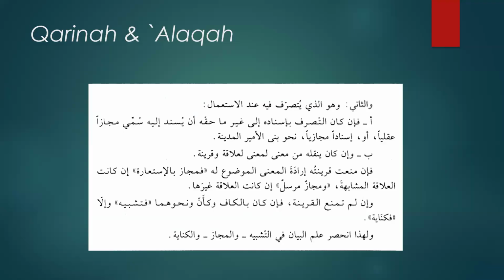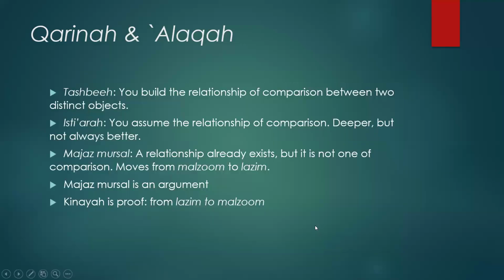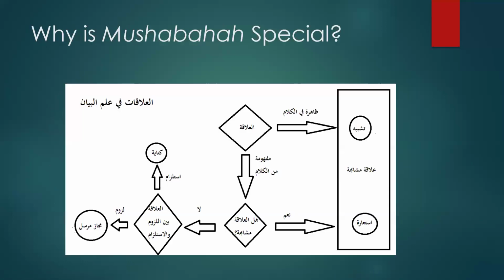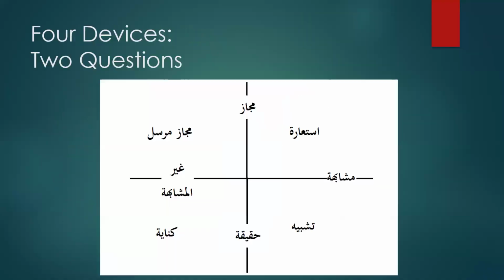So you need to ask yourself those two questions: is there a qarina that prevents it from being literal, and what is the alaqa? Each leads to two outcomes, so you have a total of four. Okay, let's see this drawn out. Let's talk about this a little bit more, and then we'll look at this in terms of images. Actually, let's take a look at this image right here. Okay, 4 devices, 2 questions.